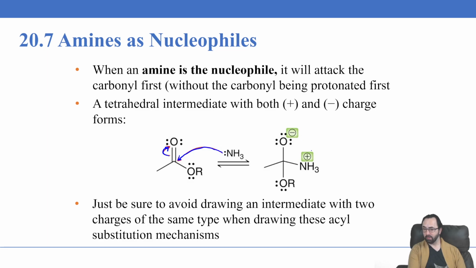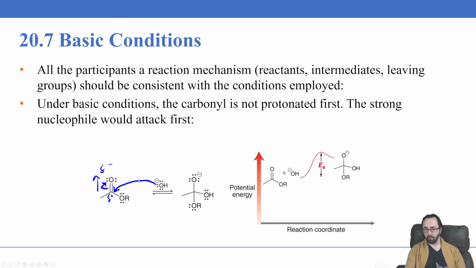We do have this kind of not so great high formal charge. That's to be sure, right? But still, the fact that this is basic means that it wouldn't operate well under acidic conditions anyway. So just be sure to avoid drawing an intermediate with 2 charges of the same type when drawing these types of acyl substitution mechanisms. So it's not the most stable intermediate, and this reaction isn't going to go as easily as the others for that reason. But it's going to occur under basic conditions, so it will be like the basic conditions here that we had with the hydroxide.